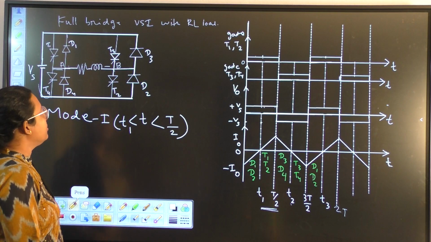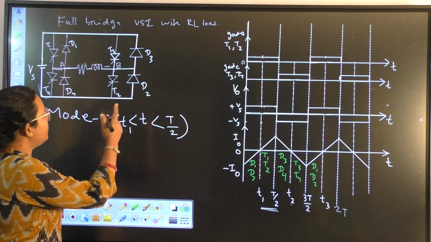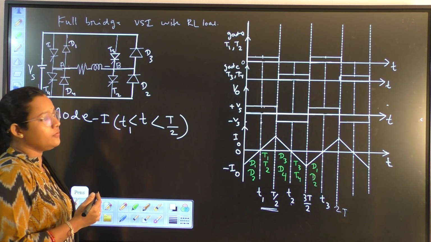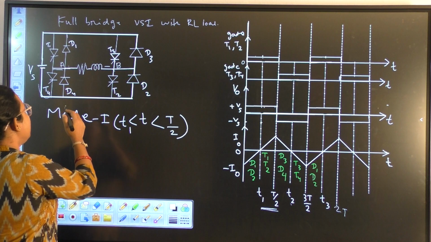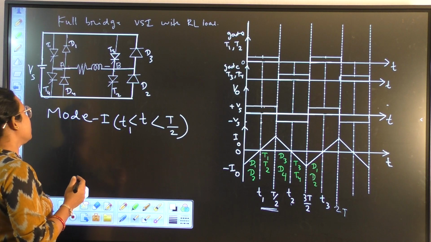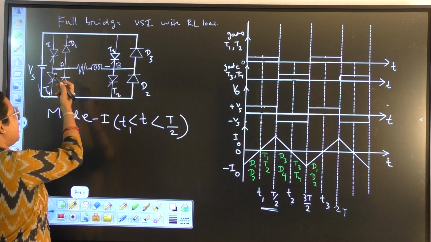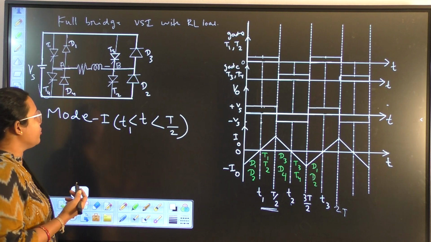Hello students, today I am going to explain about the full bridge voltage source inverter with RL load. In case of full bridge, we have 4 thyristors acting as switches and 4 diodes. There are thyristors T1, T2, T3 and T4, and diodes D1, D2, D3 and D4.